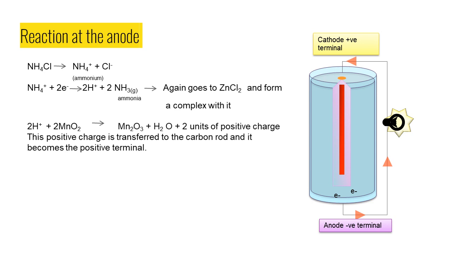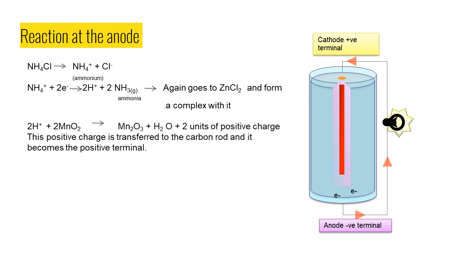In ammonium chloride solution, the ions present are ammonium and chloride ions. Ammonium ions come to the graphite tube and get reduced to ammonia, and in this process 2H+ ions are also released. These H+ ions react with 2MnO2 to form Mn2O3, H2O and 2 units of positive charge. This positive charge is transferred to the carbon rod and it becomes the positive terminal.